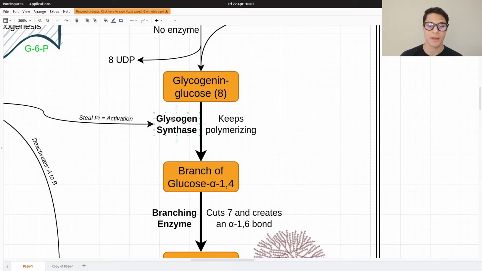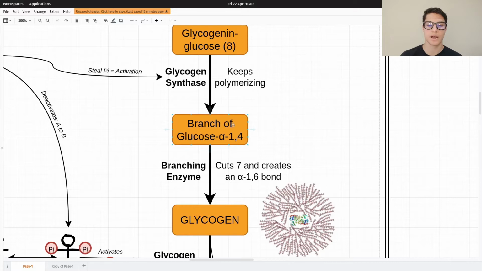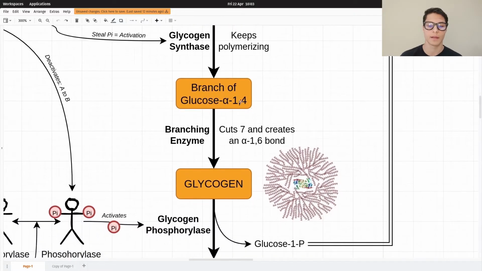Then the glycogen synthase enzyme keeps polymerizing and it creates branches of glucose alpha 1,4. So straight glucose branches. And then we get the branching enzyme. The branching enzyme cuts 7 of those glucose molecules and creates an alpha 1,6 bond. And that eventually creates glycogen.